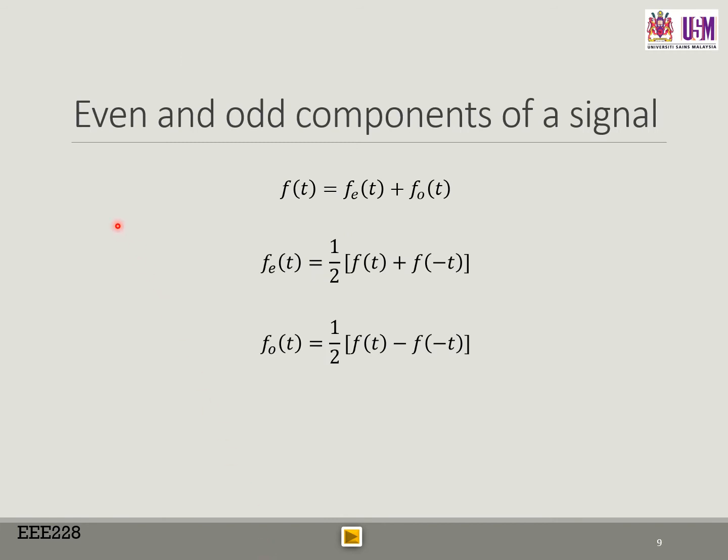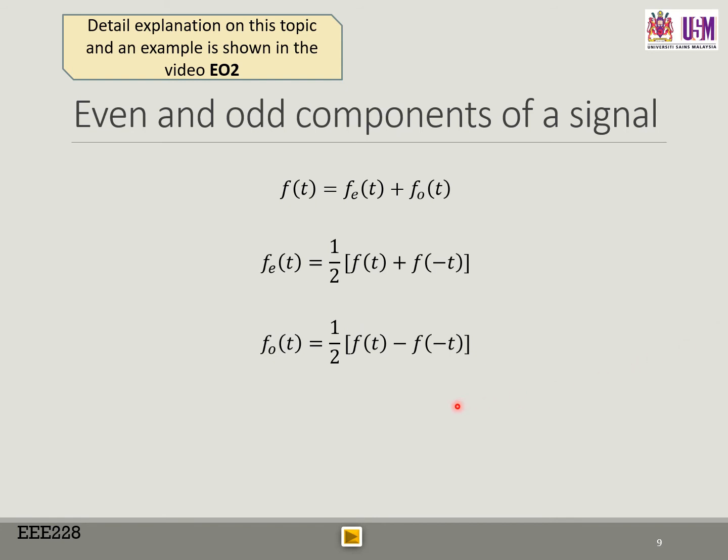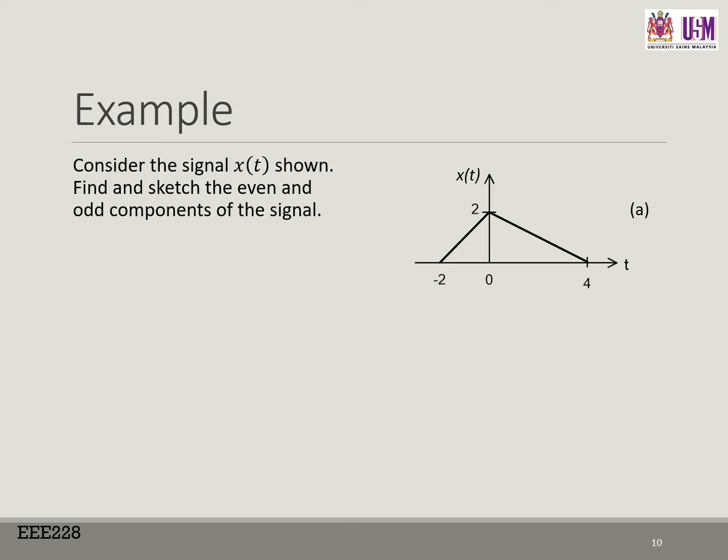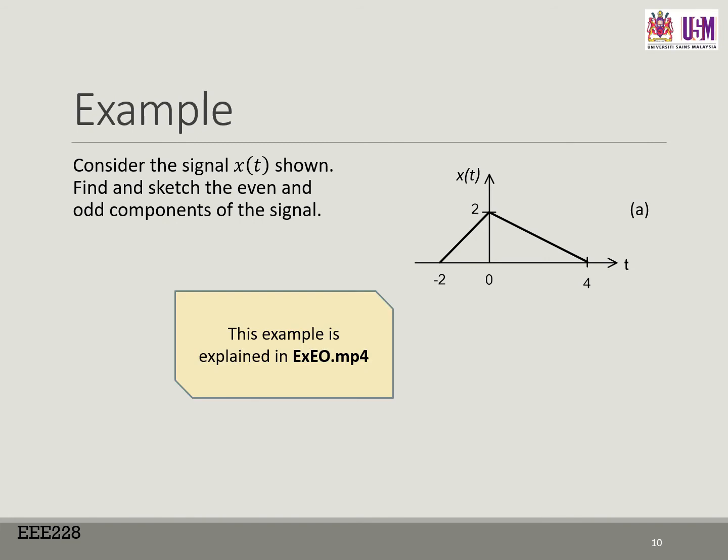Signals are composed of even and odd components. A signal f(t) is equal to the even component plus the odd component, where the even component is given by 1/2 of [f(t) + f(-t)], and the odd component of a signal is 1/2 of [f(t) - f(-t)]. So if you want to find the even component of a signal, you apply this formula, and if you want to find the odd component of a signal, you apply this formula. So you can watch the video where I explain the even and odd components of a signal with an example. Please watch the video where I've shown how to find and sketch the even and odd components of this signal.